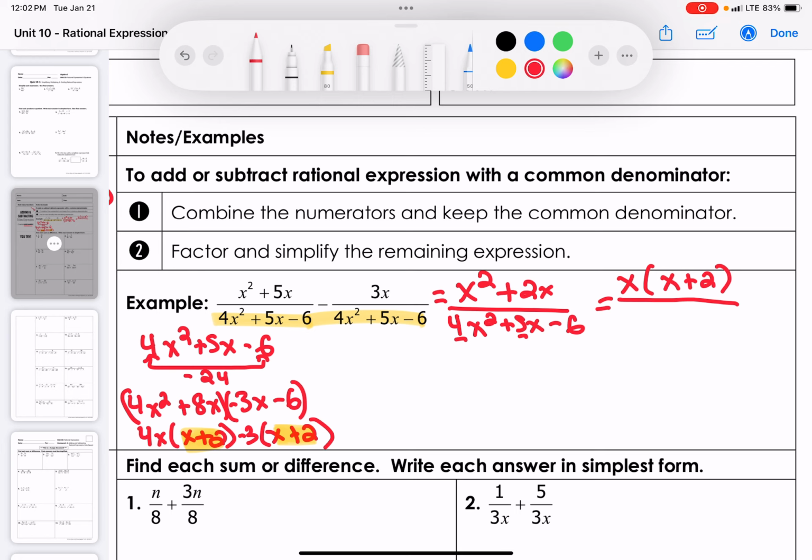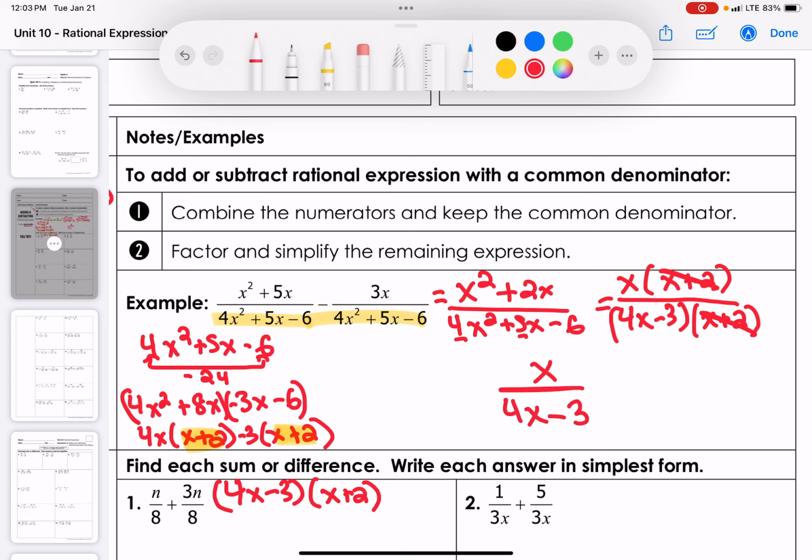So now I have 4x minus 3 times x plus 2, and that's going to go in the denominator. All right, so we took care of that. Can I simplify? Can I get rid of anything? I can, right? I got x plus 2 in the numerator, x plus 2 in the denominator. Can I factor anything else out? I can't. That's all I got left over. So I got x over 4x minus 3, and that's my final answer.